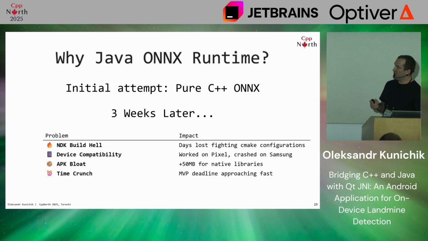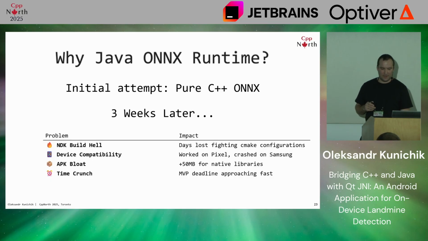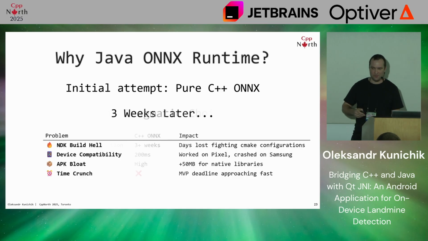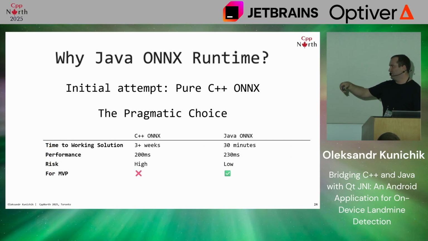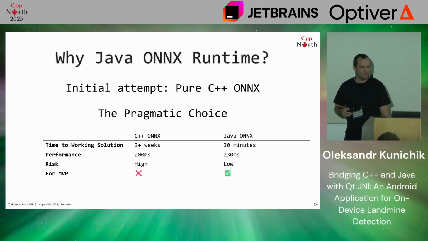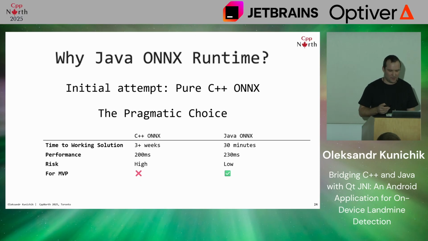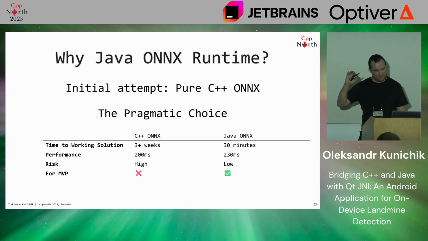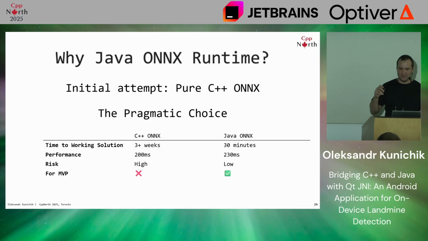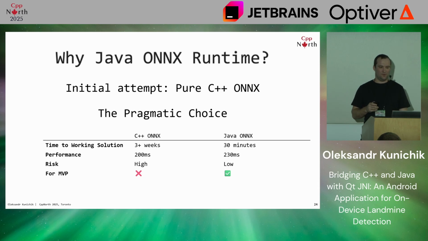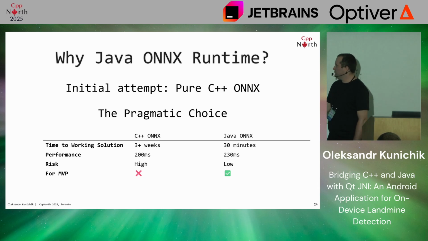When it finally compiled, the APK was 50 megabytes larger, and it crashed on certain devices. I couldn't find out what the issue was, because my audience, which were testing, they're far away. And I made a pragmatic choice: use Java for inference with ONNX. So it's 30 minutes of work, and not much difference in performance.